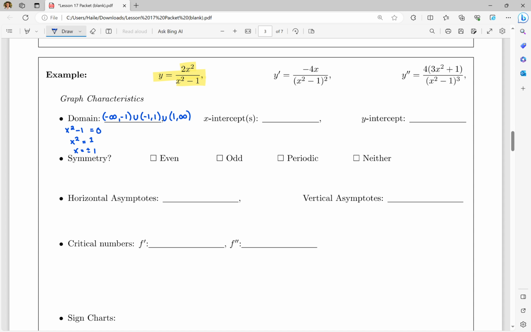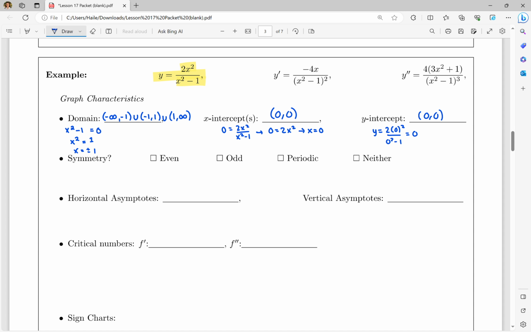Okay, y-intercept, let's plug in 0 for x. So we have y is equal to 2 times 0 squared over 0 squared minus 1. So that's going to be 0, 0. Sorry, the y-coordinate's equal to 0. X-intercept, let's plug in 0 for y. So that's 2x squared over x squared minus 1. So that means 0 is equal to 2x squared, which means x is equal to 0. So our x-intercept, again, is only 0, 0.